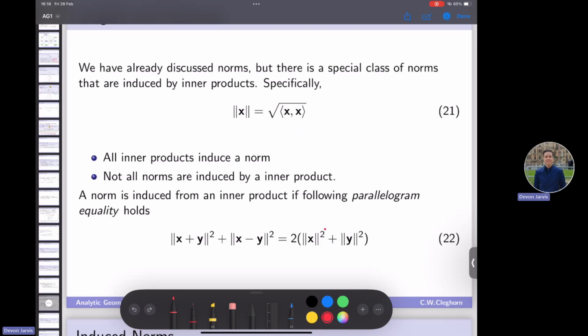If I apply the norm to x and y separately, square it, and then multiply it by 2, it must be the same as adding them together, calculating the norm, squaring it, and then taking the difference of them, calculating the norm, squaring it, and adding that together. It's just a weird kind of constraint. I'm not going to go too much into why that holds or derive it. If you use an inner product to define a norm, it must follow the parallelogram inequality.